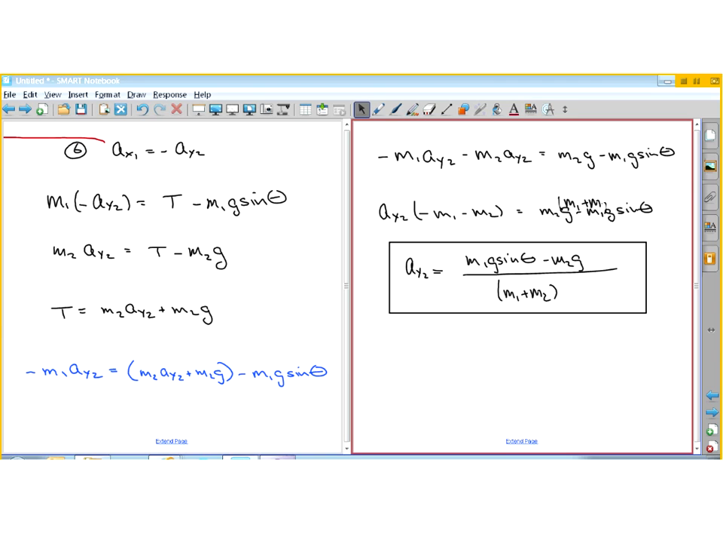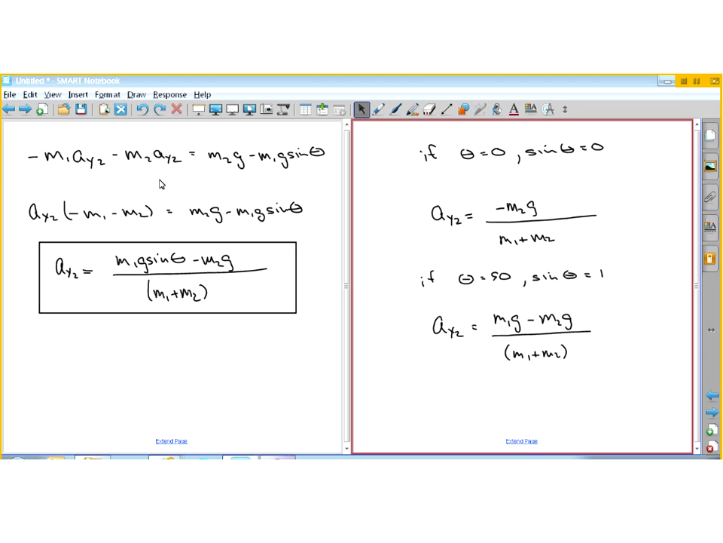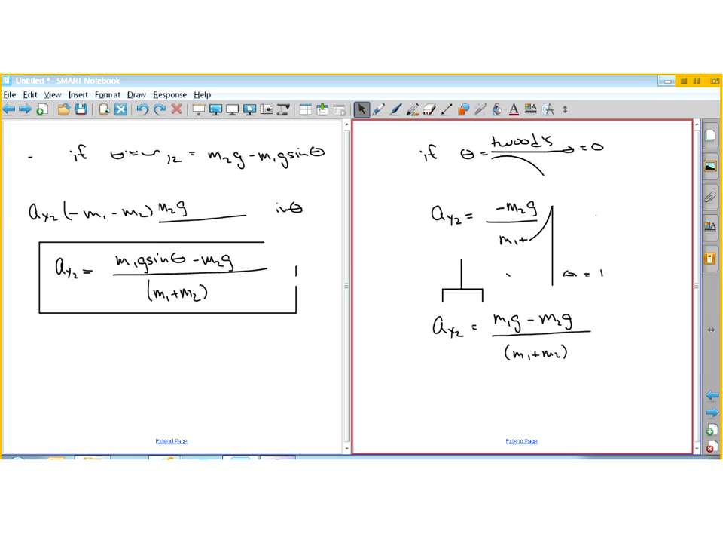And there were the 2 special cases of theta equals 0, which is what we worked previously, and we got the same answer. And the case where theta equals 90 degrees, which is this situation, and you end up with this because theta is equal to 90, sine theta is equal to 1.